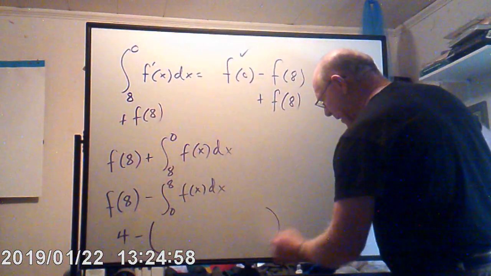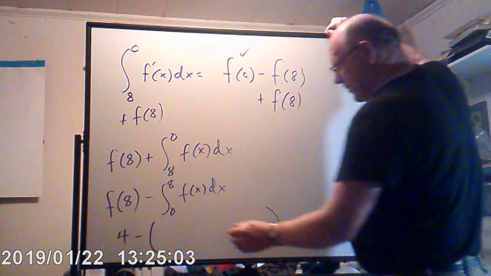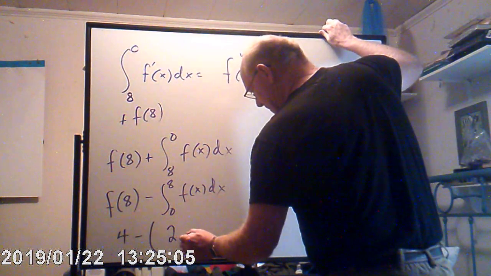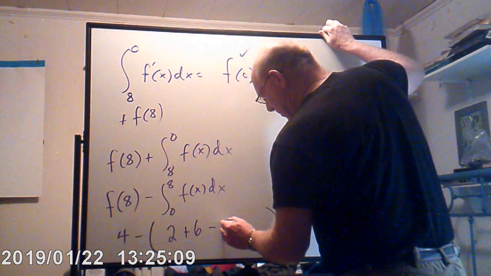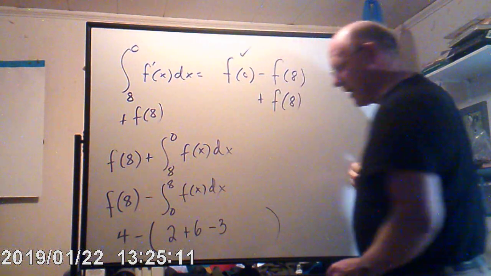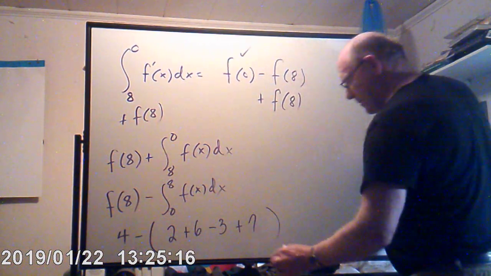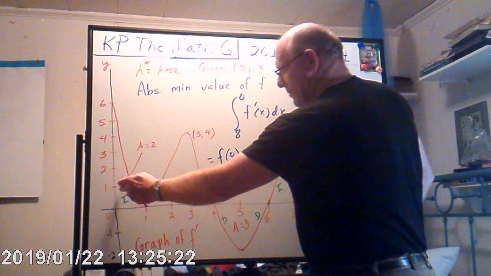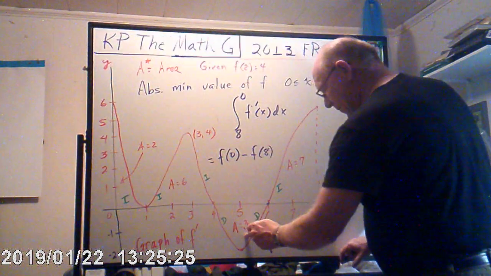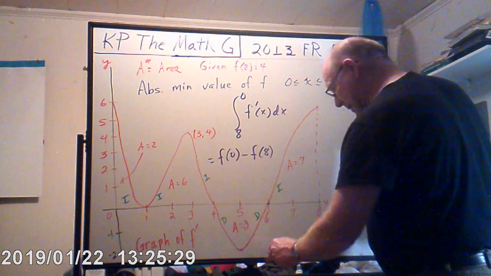Now let's put down everything from 0 to 8. I think the first one was a 2. The second one is 6. The third one is 3, but 3 is below the x-axis. And then the last one was 7. Let's look at that: 2, 6, negative 3, and 7. There it is. Negative because this is below the x-axis.